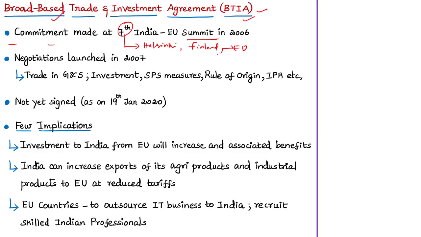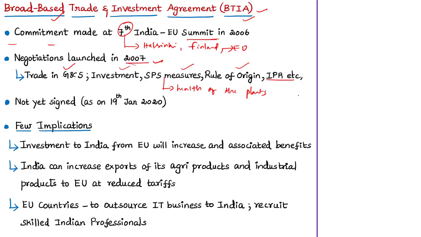So it is based on this commitment made in Helsinki that the negotiations for the agreement were launched in the year 2007. These negotiations cover trade in goods and services, then investment, sanitary and phytosanitary measures, that is measures with reference to the health of the plants or products before exporting, etc. The European Union India BTIA is inconclusive because of a wide range of issues like fixing tariffs, rules of origin, intellectual property rights, etc. In terms of IPR, the European Union is asking India to adopt intellectual property protection standards more than what is required under the TRIPS agreement of WTO.